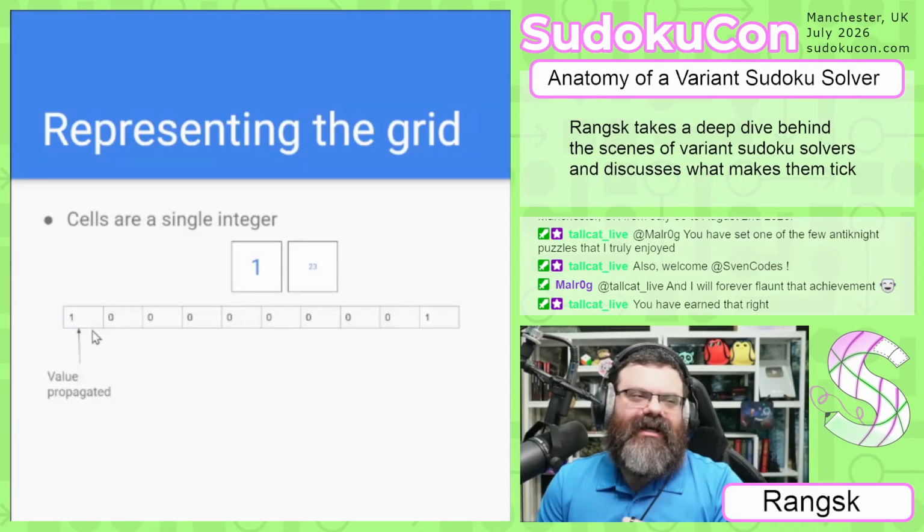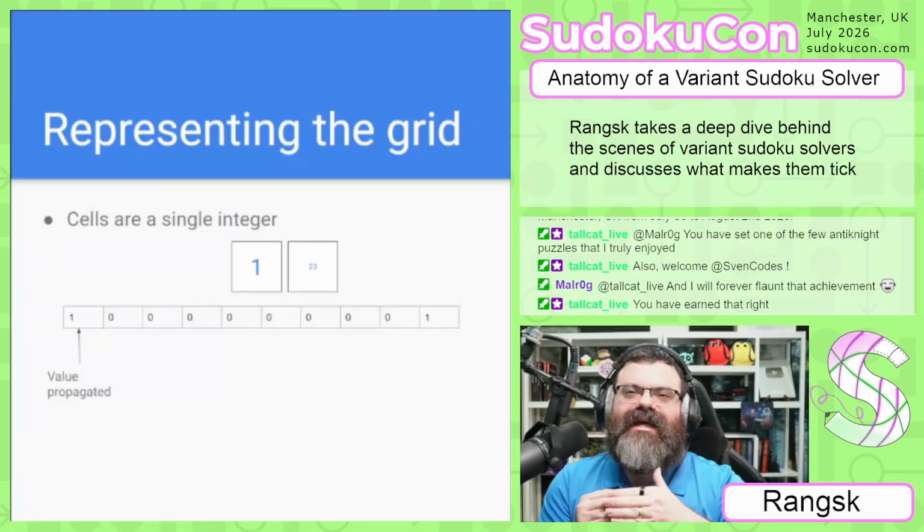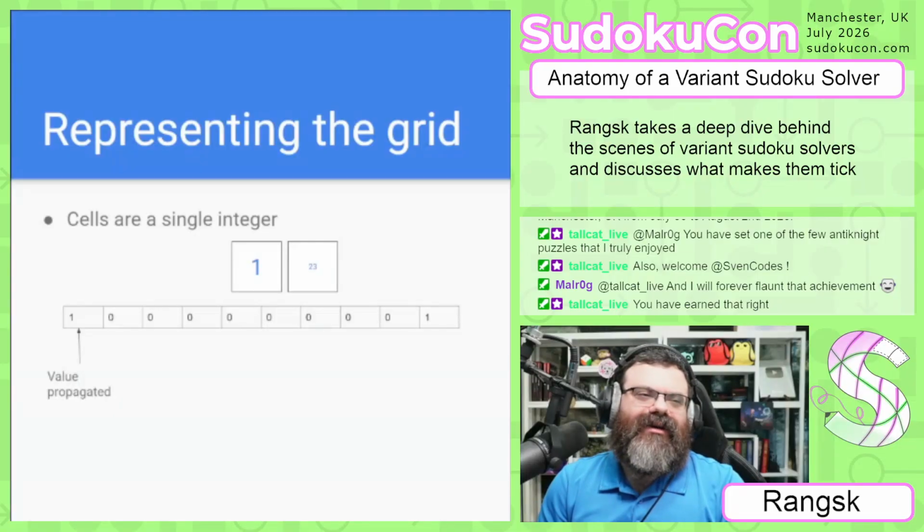And then the puzzle is done when all of the cells have been propagated, each with a single value. You can only propagate if there's only one value left. So as we're solving, we never add possibilities, we only remove possibilities. We remove possibilities until there's only one left in the cell, and then we propagate it.